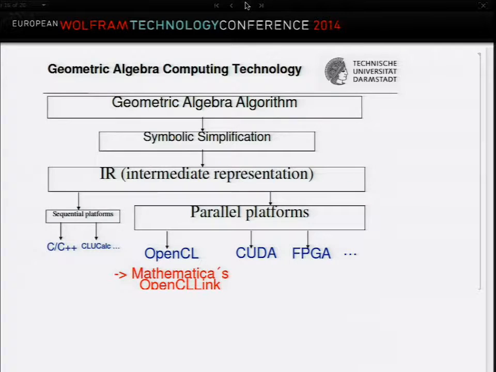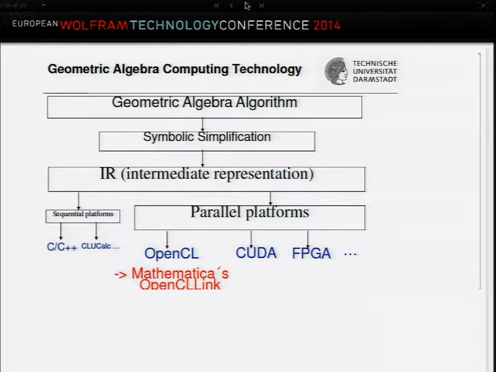We have a geometric algebra algorithm. Then we symbolically simplify these expressions because they are on a very high level, and we break them down to very easy expressions only with additions, multiplications, and so on. Then in our technology we have an intermediate representation, and then we have a lot of backends in order to generate code for C, C++, CUDA, also for hardware, for FPGAs, and for OpenCL.